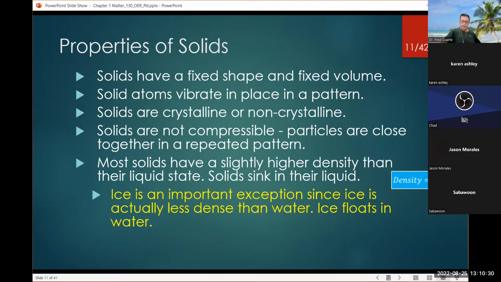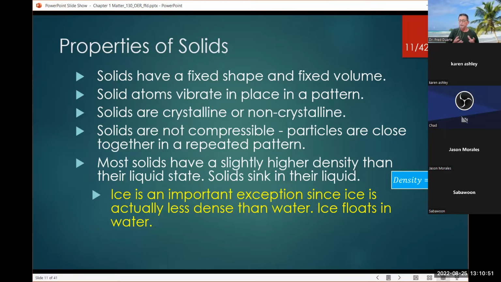Ice is an exception because we know that ice will float in water. Ice cubes do float, okay? And you might ask yourself, when we talk about this, why is it that ice floats? Well, think of it in terms of that ratio. So here's some food for thought. That ratio of mass over volume.